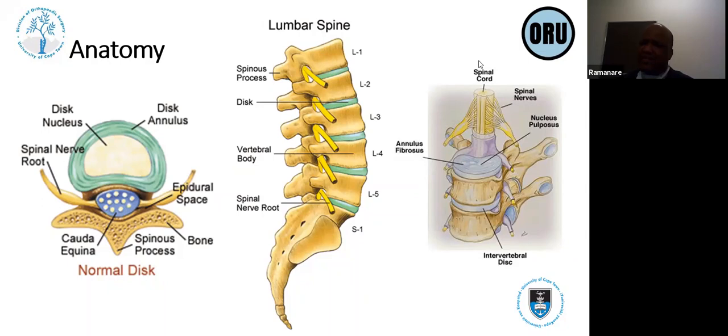The picture on the right is just another representation of this scenario and the proximity of all the structures to each other. There's not a lot of space, so if there's any pathology, it normally results in compression of the neural structures.